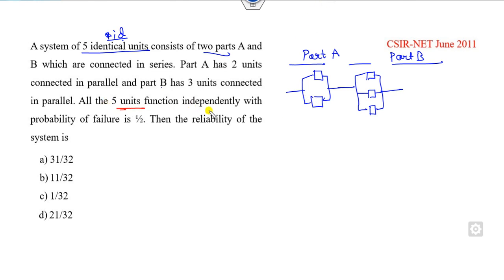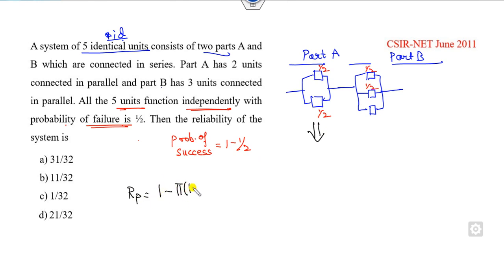Then all the 5 units are independent, and the probability of failure is a half. Firstly you can find the probability of success, which is 1 minus half, so the reliability of each is a half. How can you find the reliability of this? Remember, as I told you, the reliability of a parallel system is 1 minus the product of the failure probabilities. So this value will be 1 minus half times 1 minus half, and for part B, 1 minus half, 1 minus half, 1 minus half.